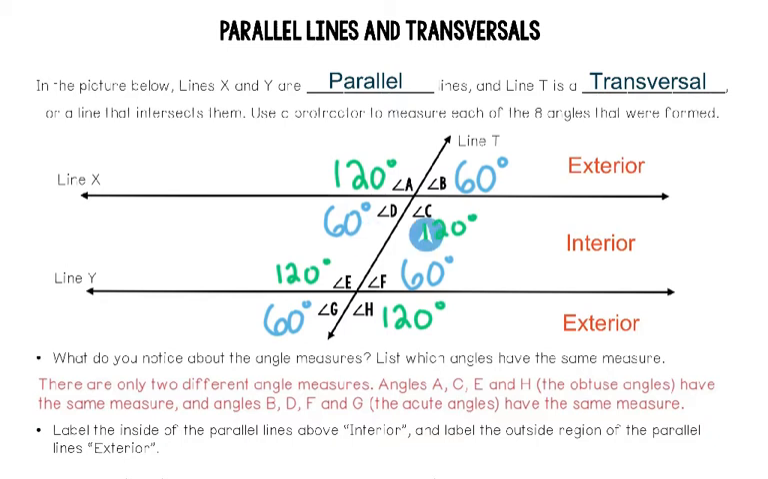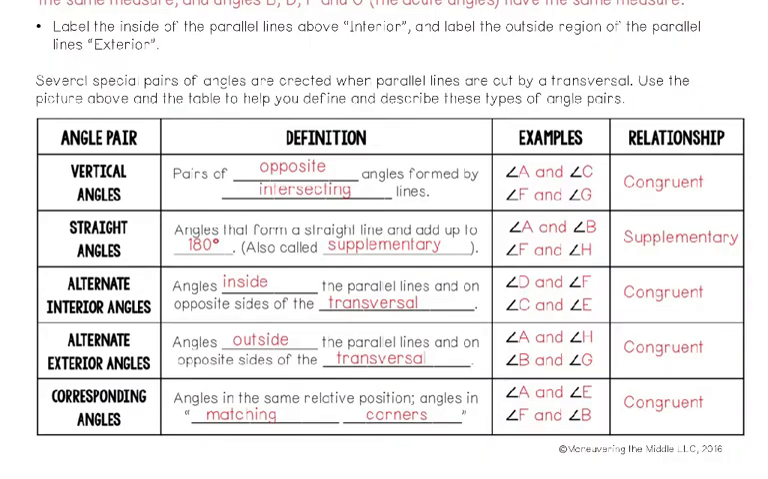So angles D, C, E, and F are all interior angles. Angles A and B and angles G and H are exterior because they're outside. They open up to the world. All right, so here's a lot of information about these different types of angle pair relationships formed by transversals.